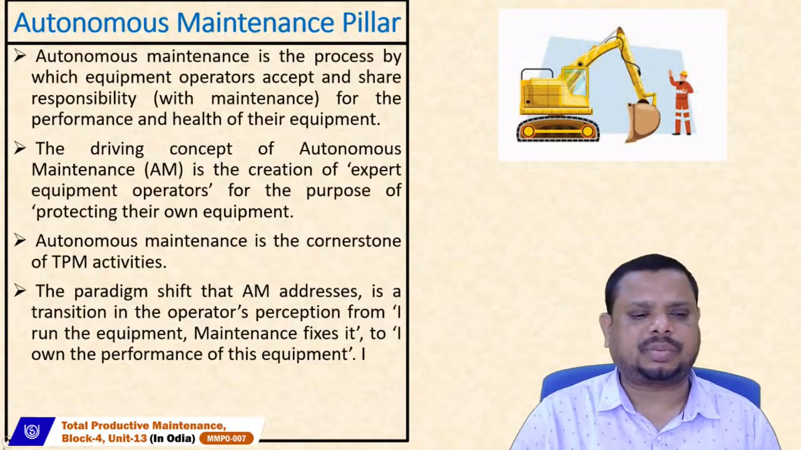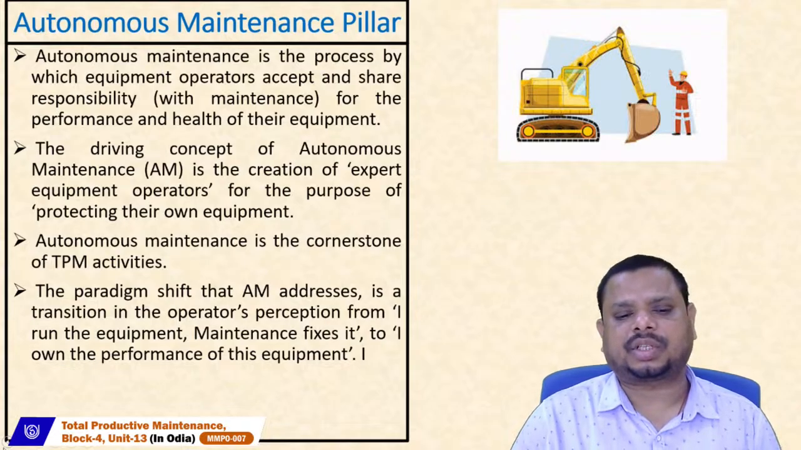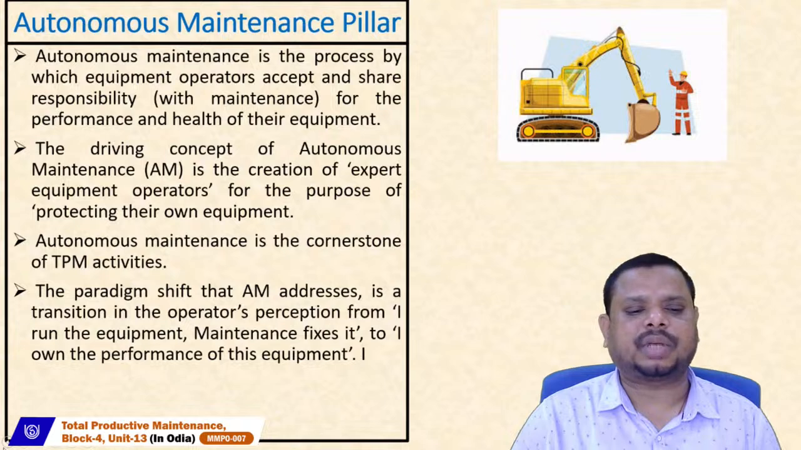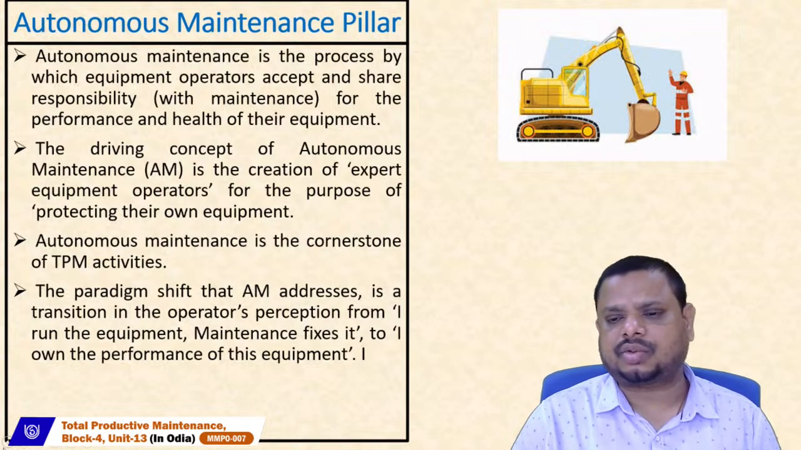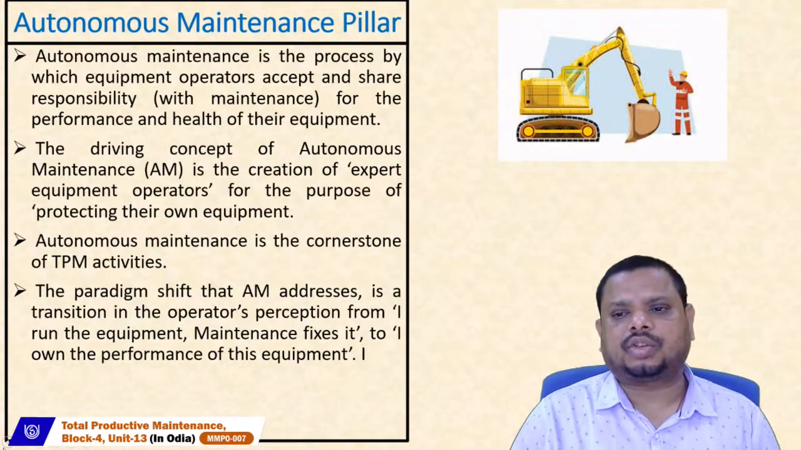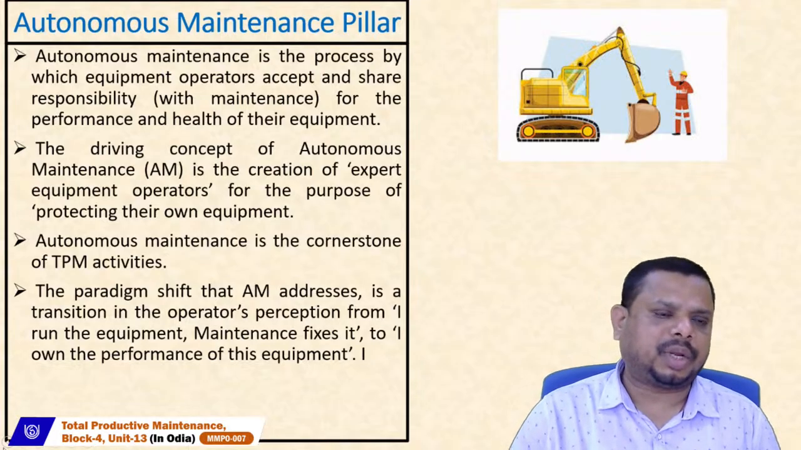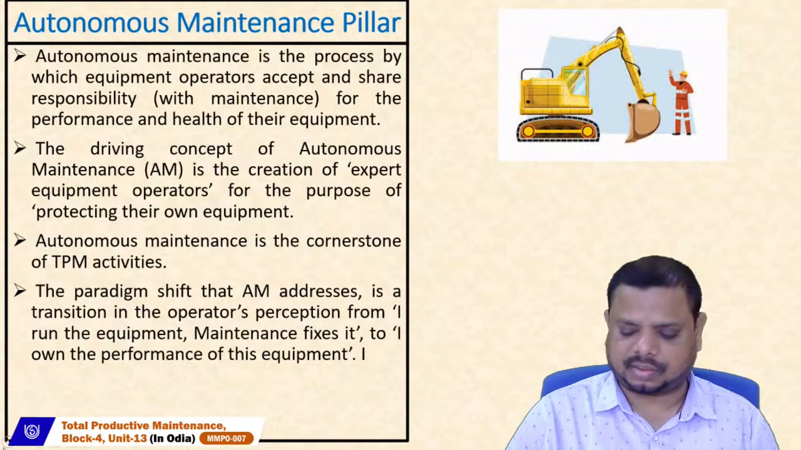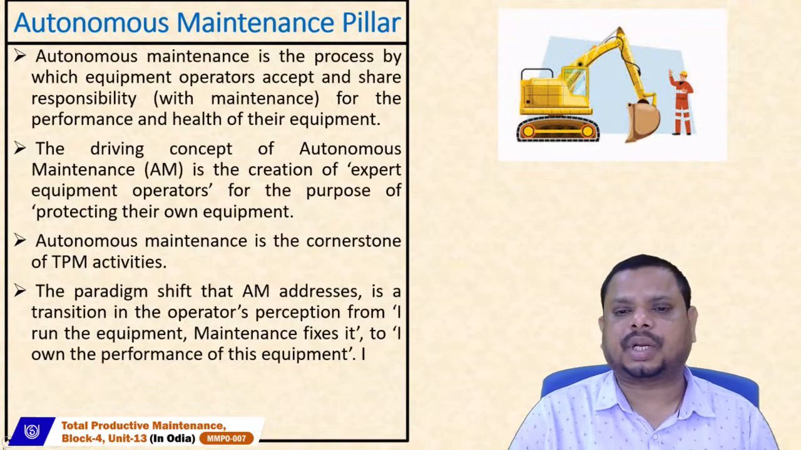So this paradigm shift, known as autonomous maintenance, is the transition in the operator's perception from "I run the equipment, maintenance fixes it" to "I own the performance of the equipment." So this concept, or this paradigm, should be accepted by the operator so that the simple operator is converted into an expert equipment operator. This is the first pillar, autonomous maintenance, under total productive maintenance.